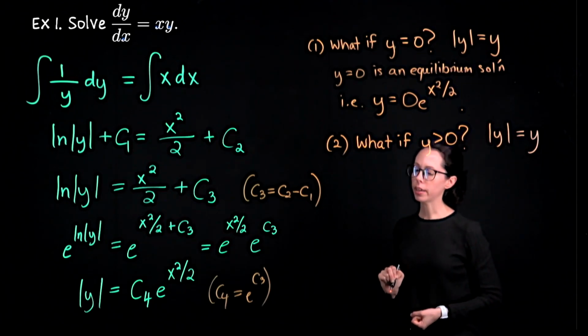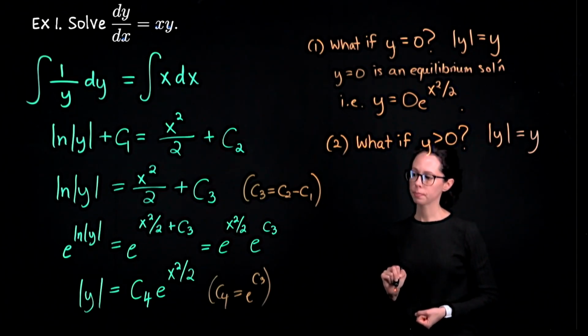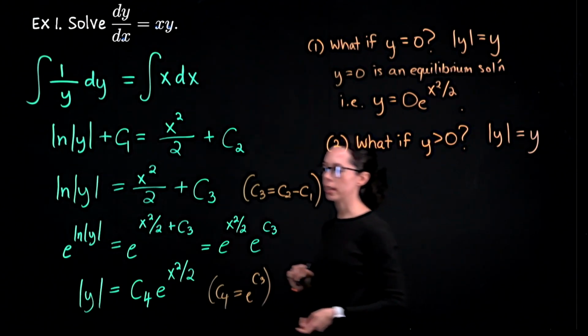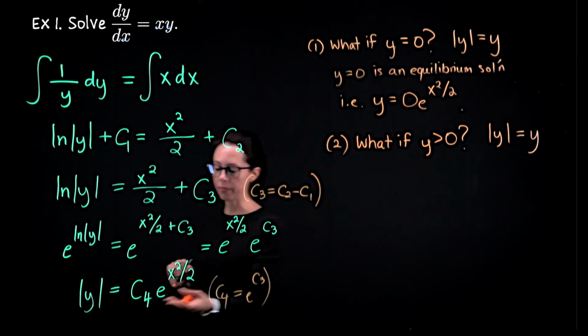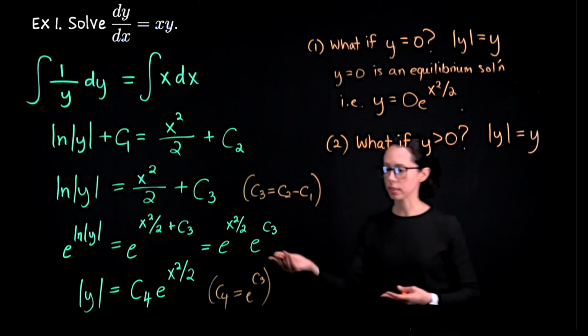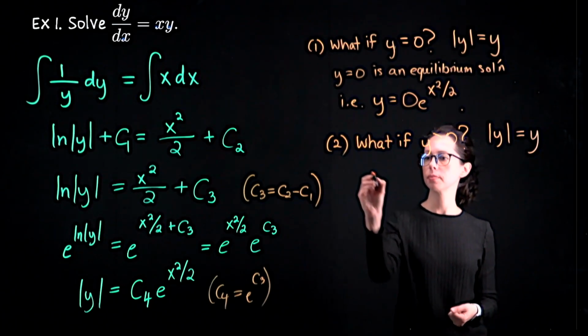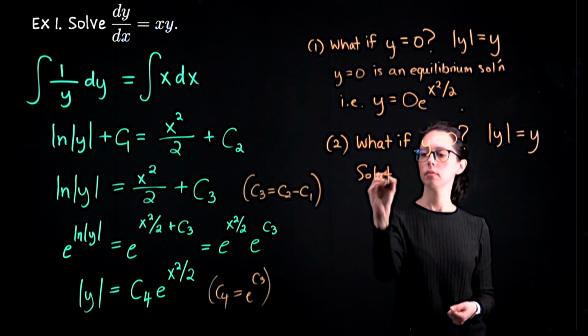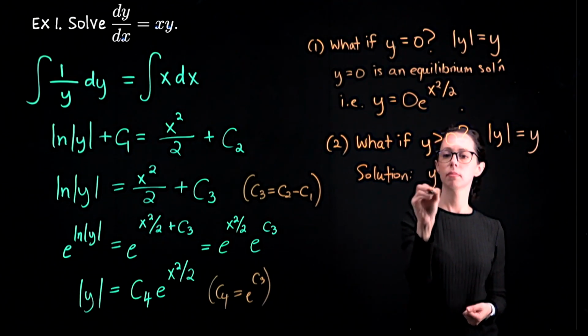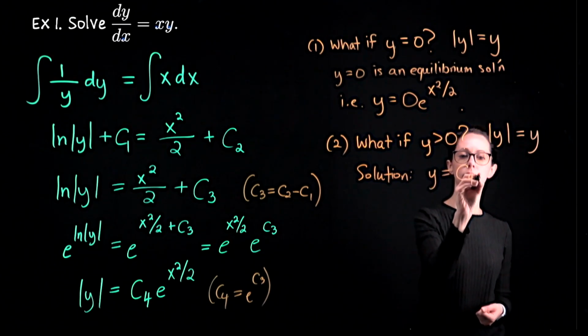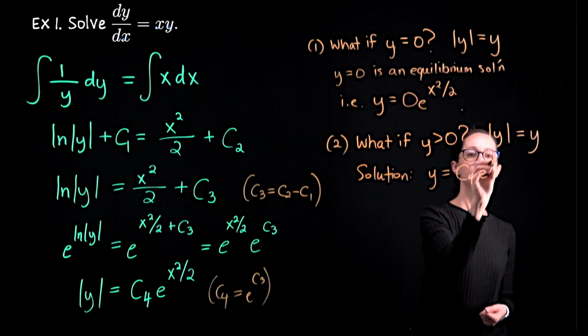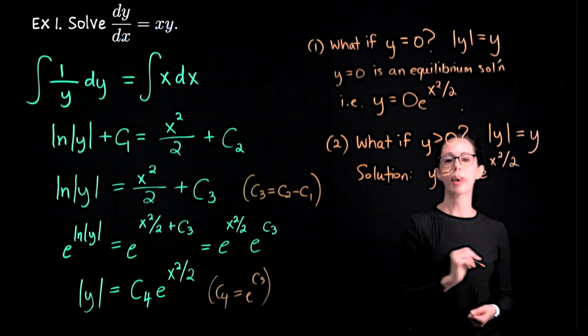So writing absolute value is superfluous. That would mean that the solution to this differential equation, we've already found, it's just plain old y equals this constant times e to the x squared over 2. Like that.